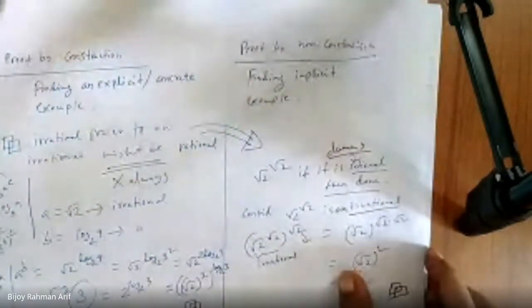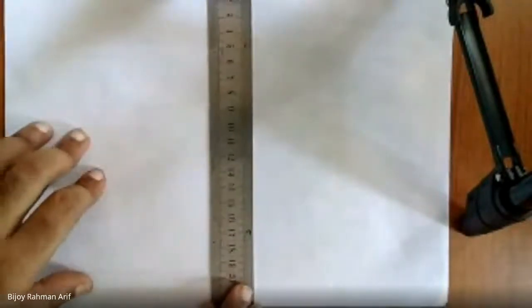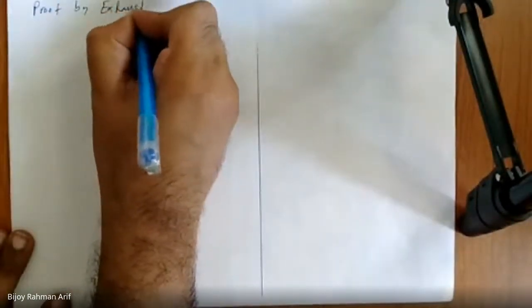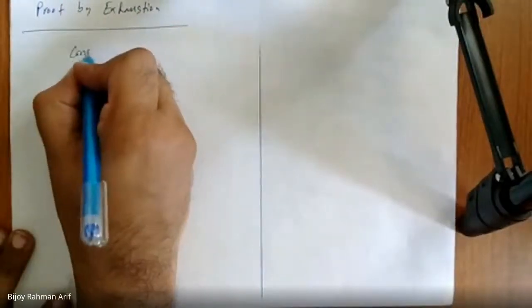Now let's go to the last example, then we'll stop today here. From the next class, we'll start finite automata. Okay, guys? So what is the last example? Exhaustion. Proof by exhaustion. Considering all the cases.